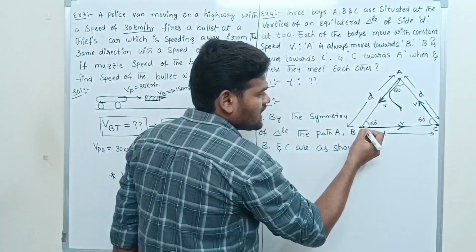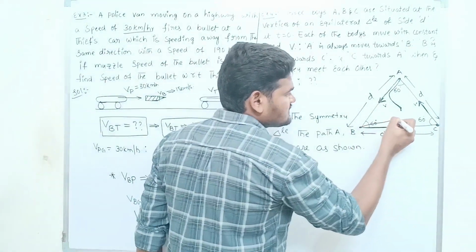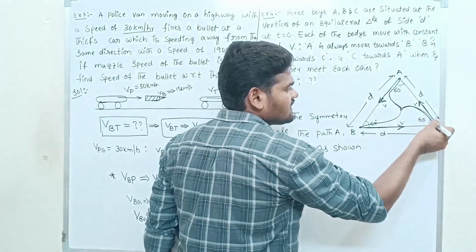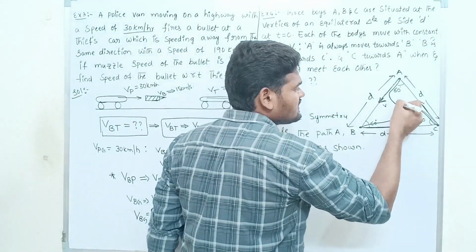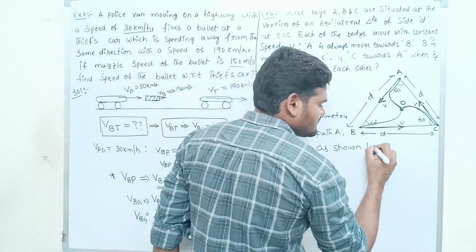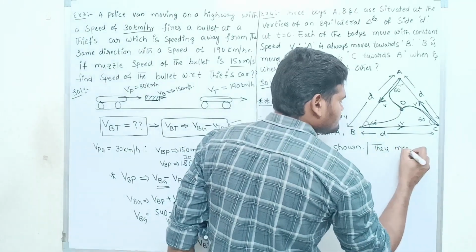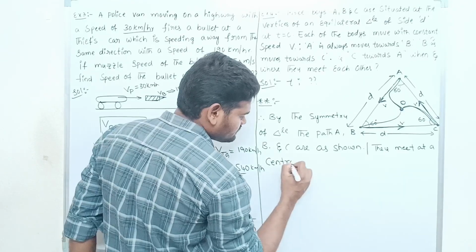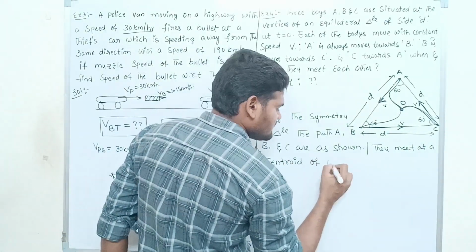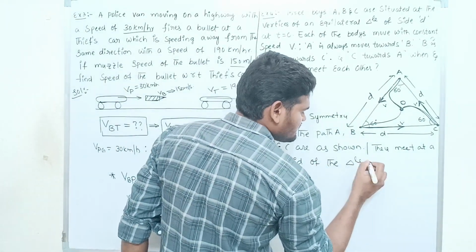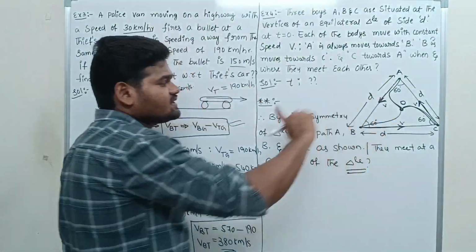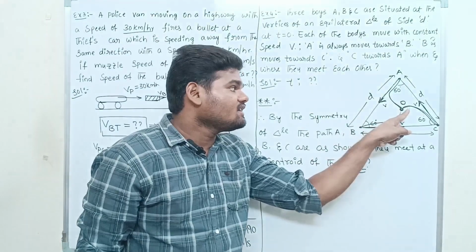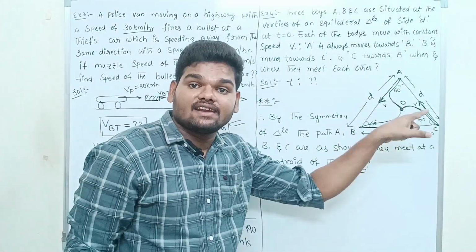Okay, so the path of person B is like this. And the path of person C is like this, and they will meet at the centroid of the triangle. Centroid of the triangle. So in case of a symmetrical triangle, or in case of symmetrical shapes, if it is a triangle, they meet at its centroid.